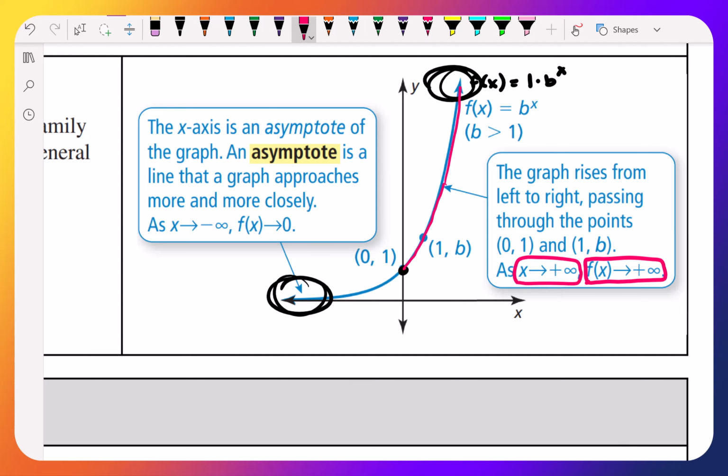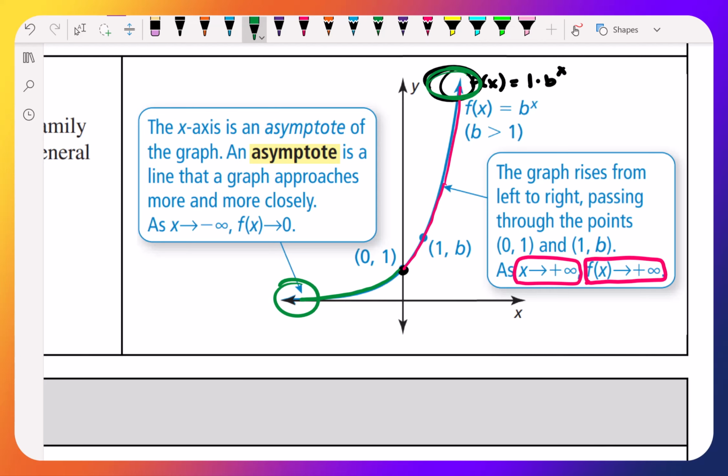The left-hand side, on the other hand, is different than what we've ever had before. Notice that it is going to the left, but as it goes to the left, it actually doesn't go down like this one is. It actually looks like it's going to even off at the x-axis.